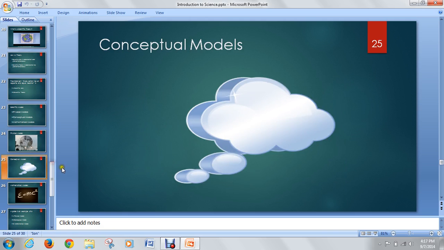Okay, then there are things like conceptual models, and conceptual models are things like the water cycle, things like the nitrogen cycle. If you think about the water cycle, it's this idea that water moves up into the clouds, right? Evaporates, and it goes over into the land, and then it rains, and then it goes back into the ocean, right? That's 4 simple steps.